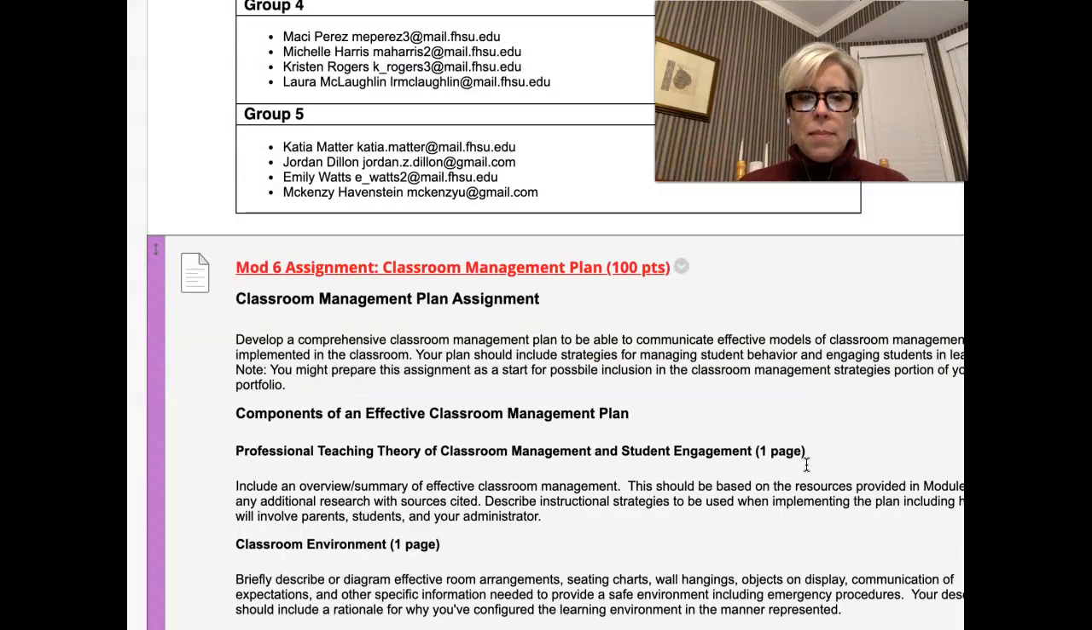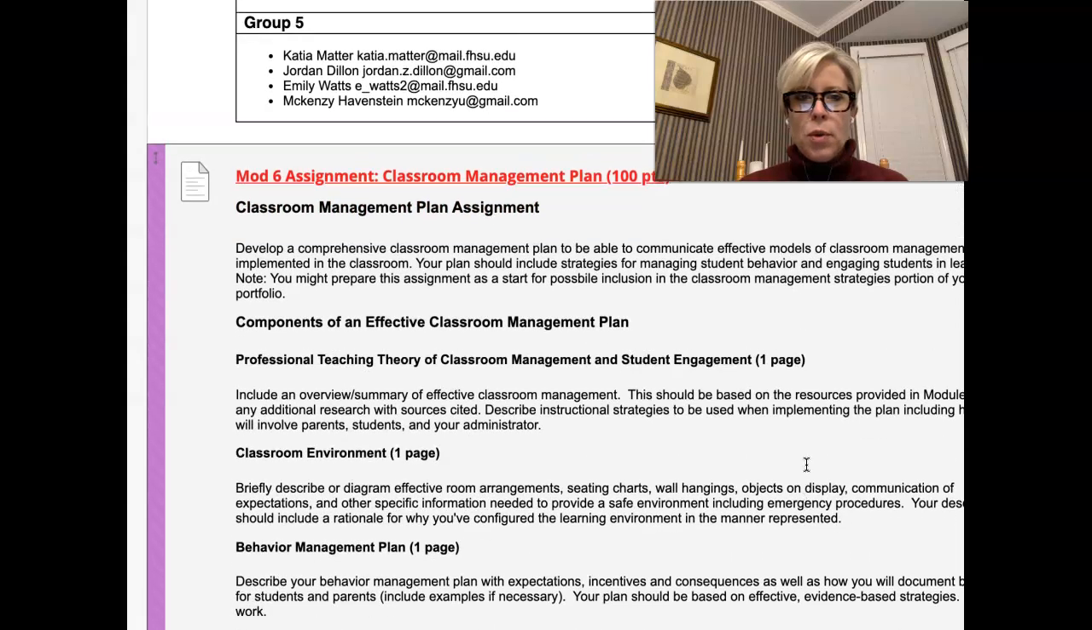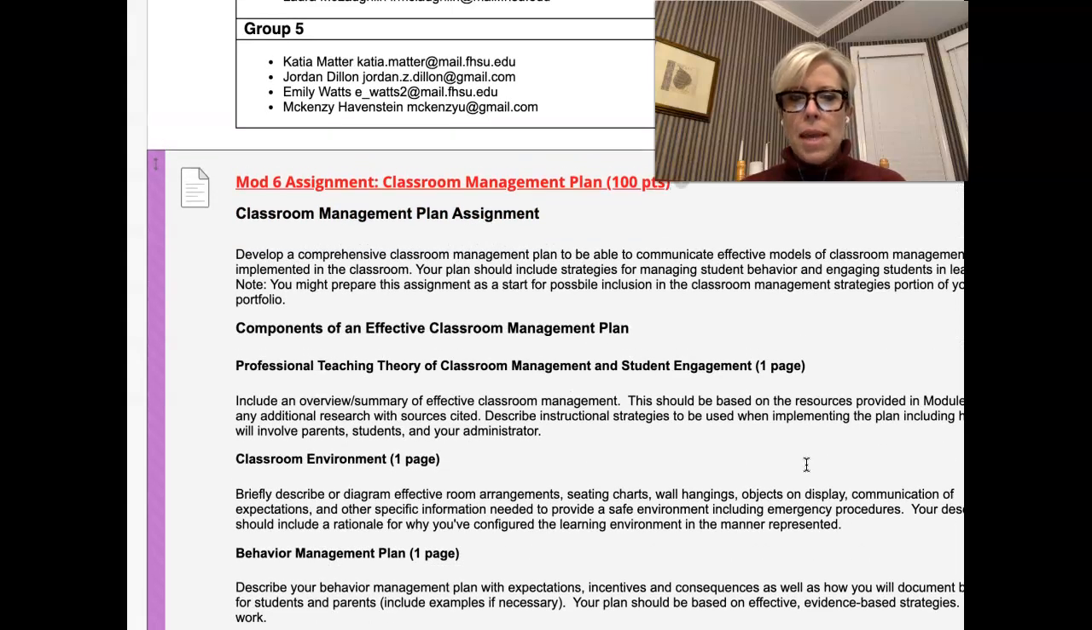In terms of the assignment for this module, you're going to come up with your classroom management plan. That's going to be developed based on the components of effective classroom management. You're going to have a one-page opportunity to talk about your professional teaching theory of classroom management and student engagement. You know, when we talk about classroom management, it's more than just behaviors.